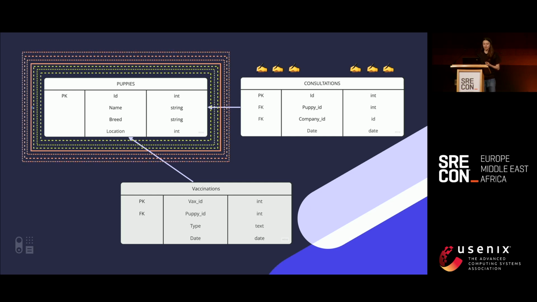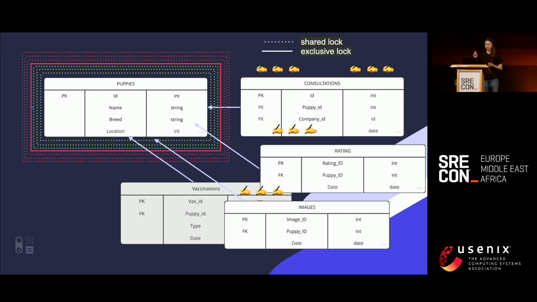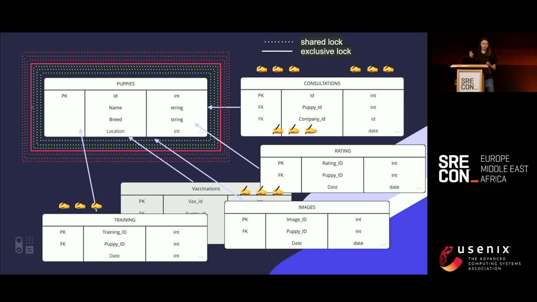long-running queries. And obviously, in most databases, you have more than 3 tables. You will have more of them, like you might have the puppy rating table, you might be writing to the puppy images table, you might be writing to the puppy training table, and all of them will try to read from the puppies table. So if the backlog is long enough, something will have to give.